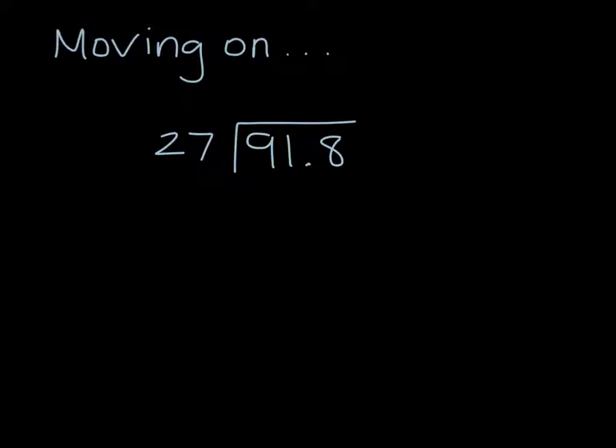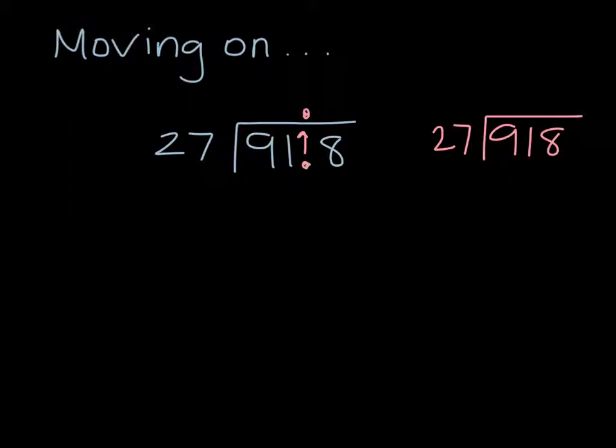We're going to think of this problem just like we would think of this problem. 918 divided by 27, right? The only difference is this decimal point right here. So we can do this. It's a 3-digit dividend and a 2-digit divisor. So the first thing that I like to do is go ahead and move my decimal point up into the quotient, just so I don't forget.